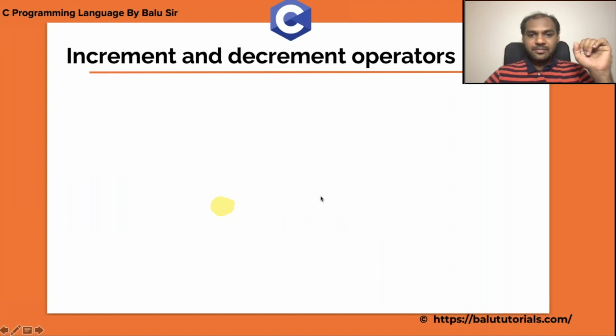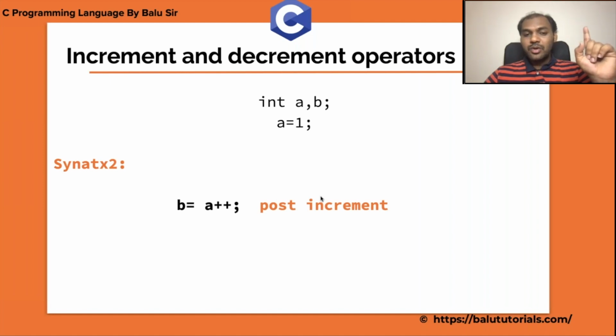second syntax, int a, b, a equals to 1, and syntax number 2 says that b equal to a++. So when it is b equal to a++, it is called a post increment. Okay, it is called a post increment. So if it is a post increment, what will happen? First assign and then increment.